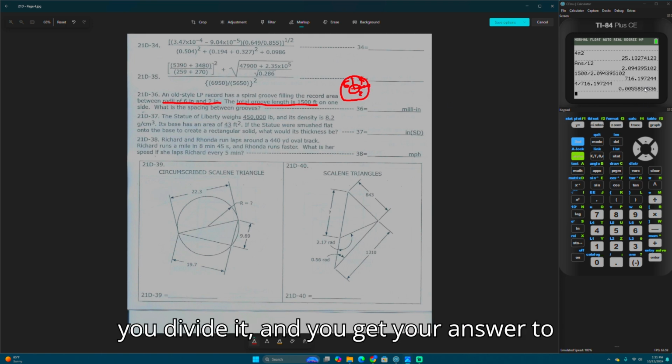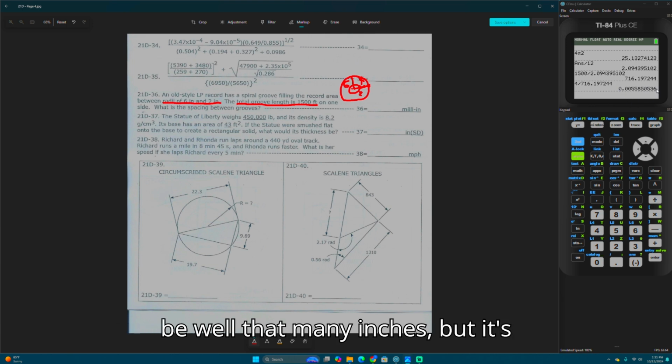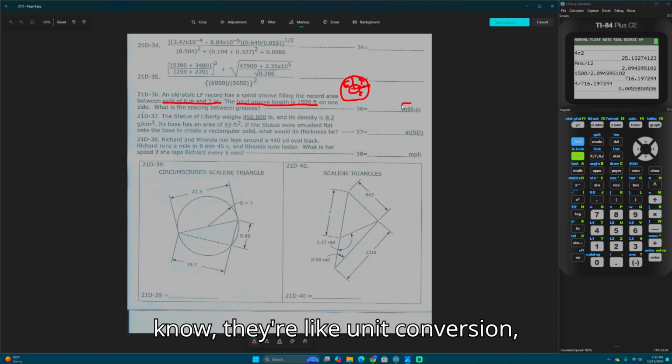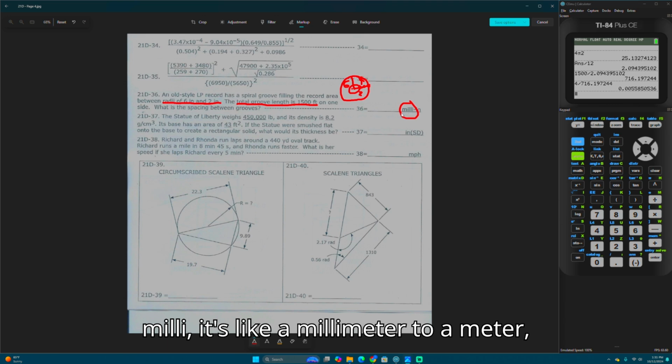So that's why you divide it, and you get your answer to be that many inches, but it's asking in millinches. So if you don't know, there are 1,000, and like unit conversion, milli, it's like a millimeter to a meter, right?